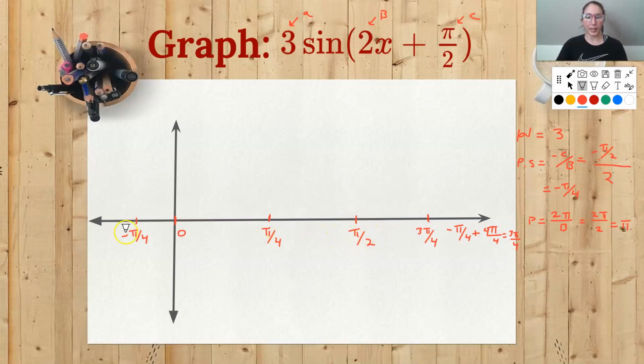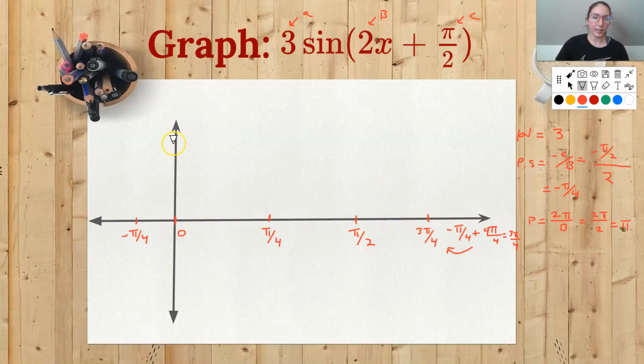So now I've plotted my beginning, I've plotted my end, and this is where I got this number here. Plotted my beginning, phase shift. My end, phase shift plus period. And then figure out, okay, what's halfway between? What's a quarter? What's halfway between these guys? And you're going to end up with 1, 2, 3, 4, 5 markers. Okay, so we got our x-axis all taken care of.